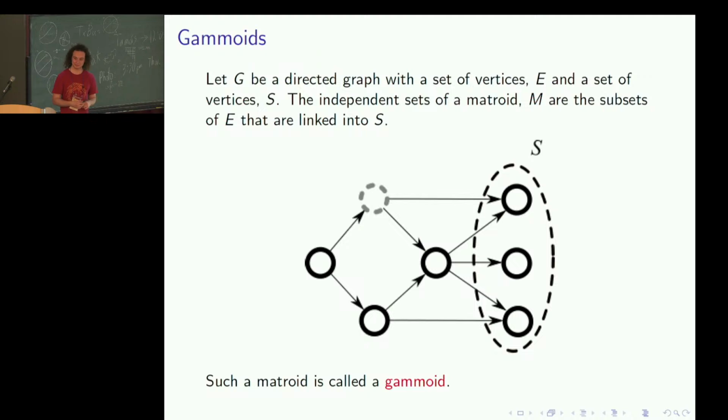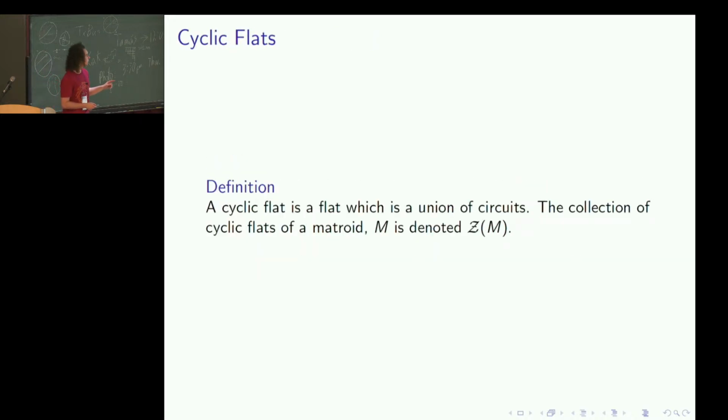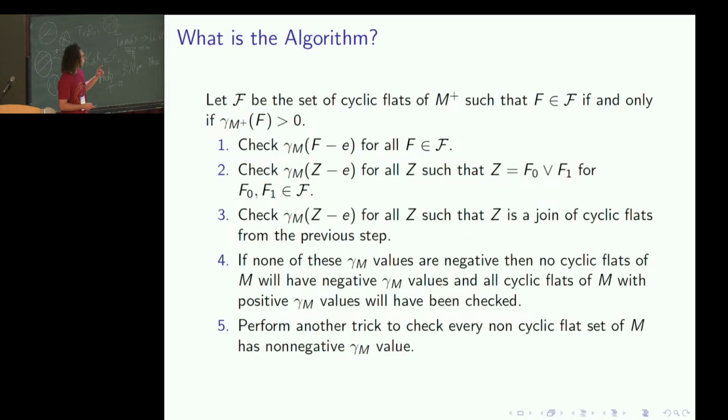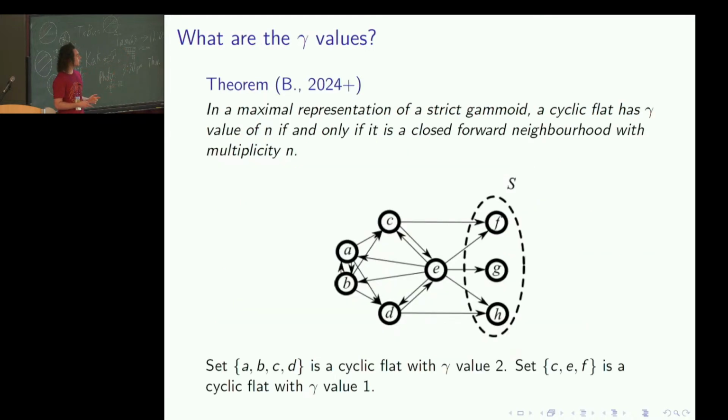If the answer is yes, can you find the representation as well, the algorithm? Oh, yes, you can. I should have mentioned that. So what happens is we check all these cyclic flats, and it turns out that if there are no negative ones, they will be all the ones that aren't 0. And once we have all of those, we can just construct these closed forward neighborhoods directly from them using this result here. So then we can directly construct the representation. So yeah.